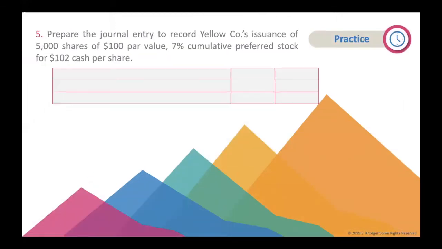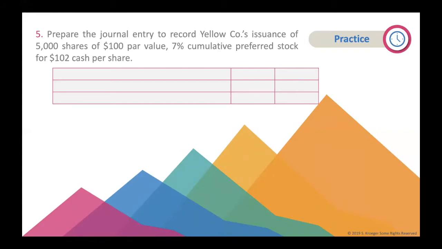This is number 5 on your classwork. Prepare the journal entry to record Yellow Co's issuance of 5,000 shares of $100 par value, 7% cumulative preferred stock for $102 cash per share. For this part, we just want to journalize the issuance of the preferred stock. Remember, it's the same steps as with common stock. Do you remember what the first step is?